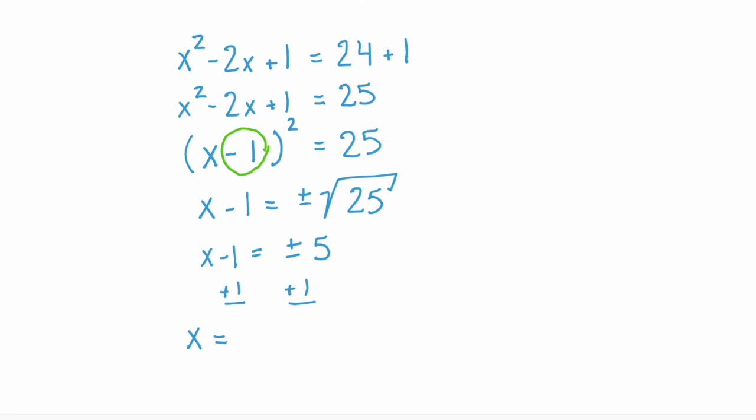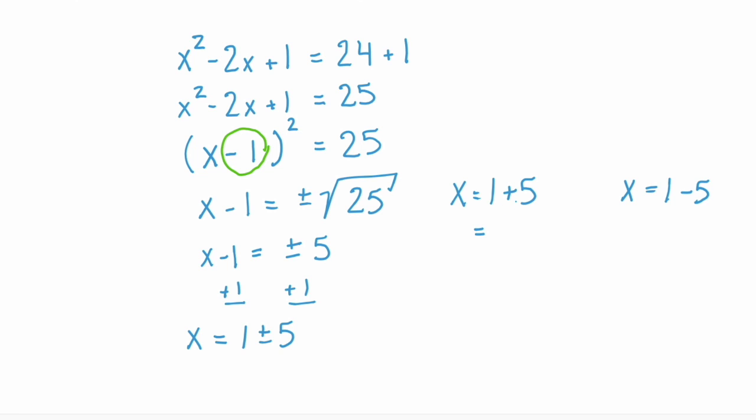That gives us x equals 1 plus or minus 5. And we're not done yet, because with this plus or minus, we have two possible solutions. We have x equals 1 plus 5, and we have x equals 1 minus 5.